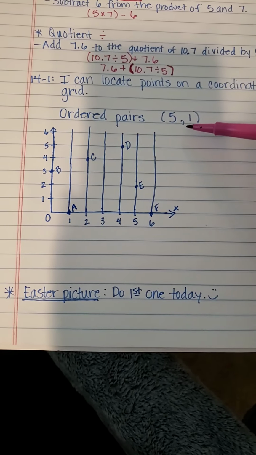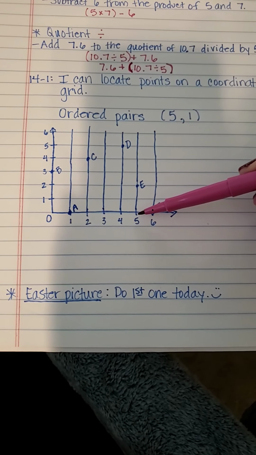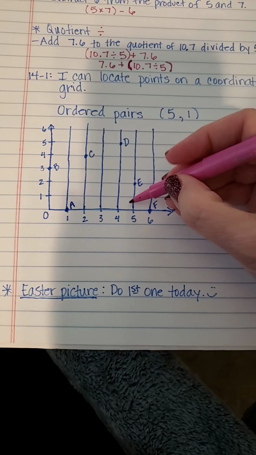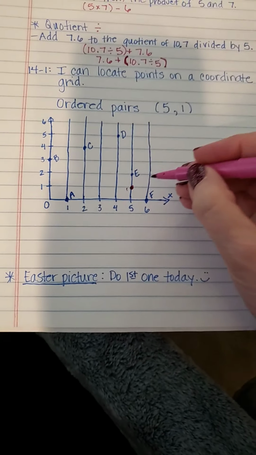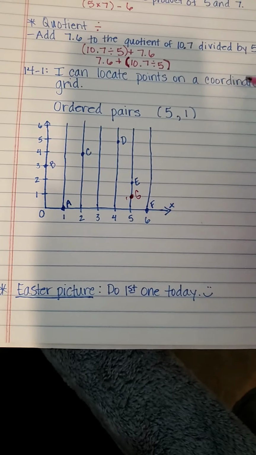So to find 5, 1, we're going to go over 5. So you always go over first, and then you're going to go up 1. So right there is our point 5, 1. We'll just call it point G.